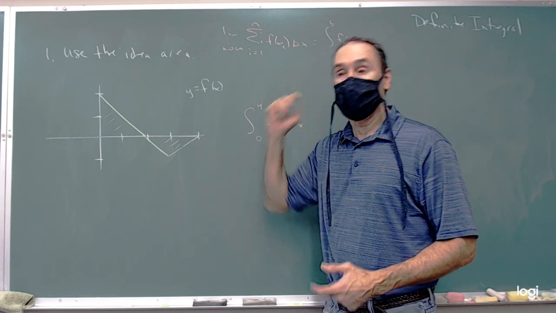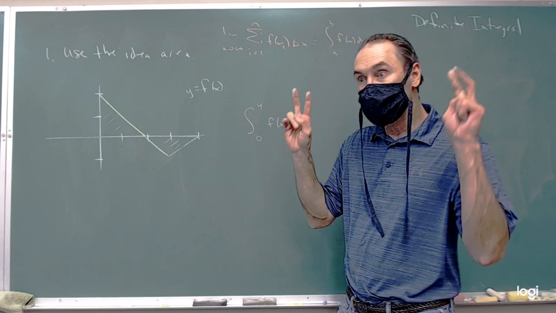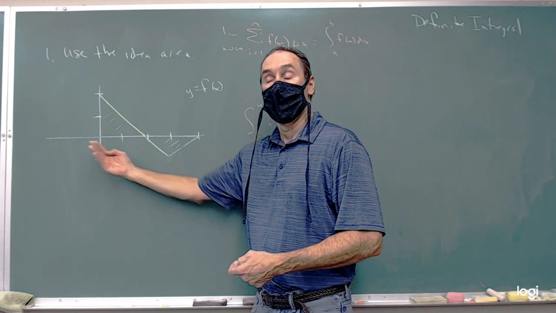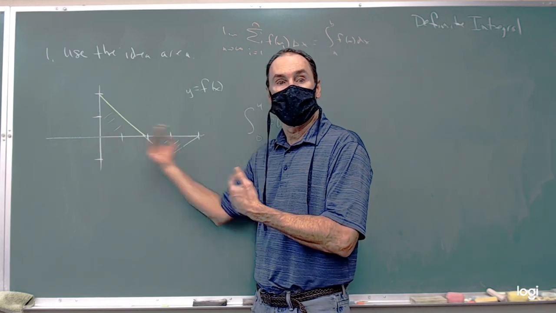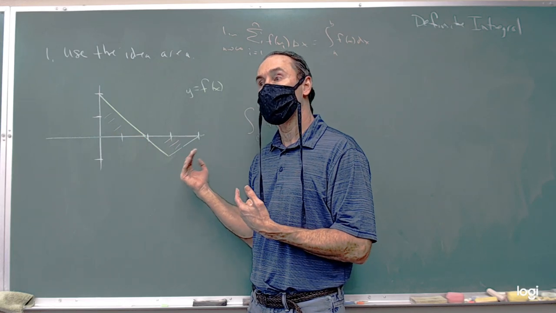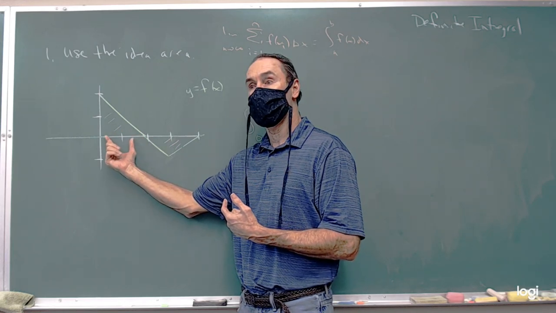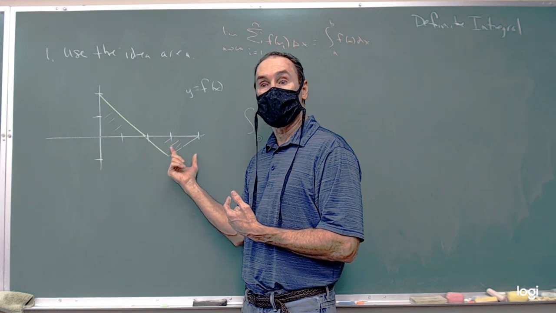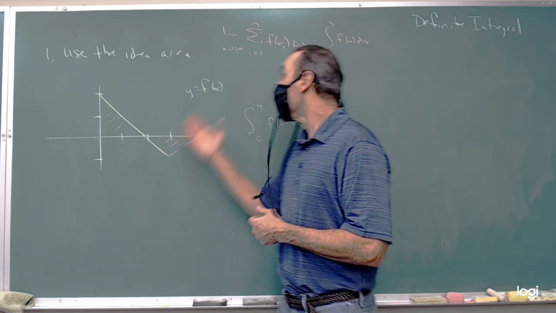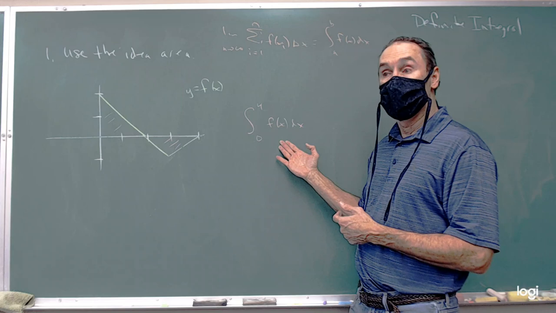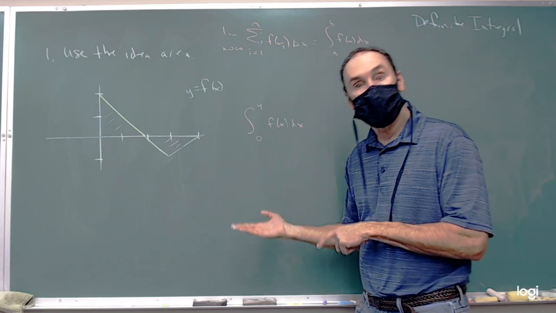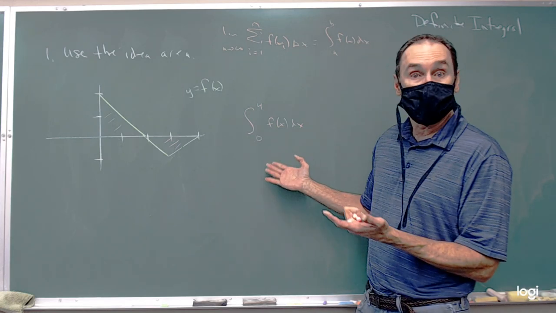Now, you can't have a negative area, so I have to put air quotes around this. What we're going to get is the net area between the curve and the x-axis. We're going to count this part as positive and this part as negative. So an integral in general might be positive, might be zero, and might be negative.